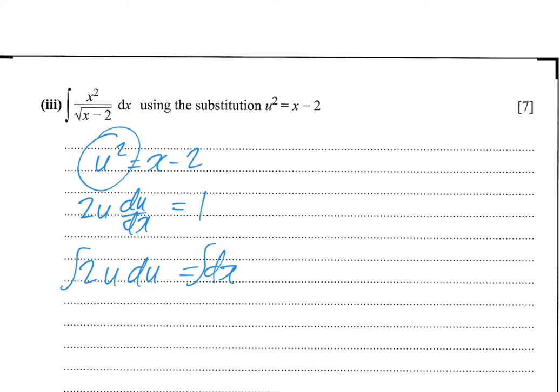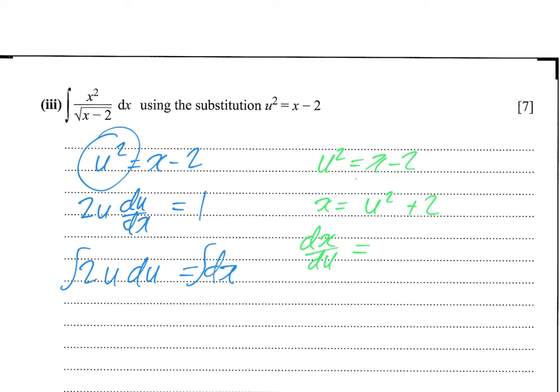Right, if you don't like that method, I'm going to show you another way of doing it, which I would really prefer in this one. You have u squared is equal to x minus 2. You could just make x the subject, so x is equal to u squared plus 2. Then you differentiate x with respect to u. The other way involves this bit of implicit differentiation, which people aren't very fond of.